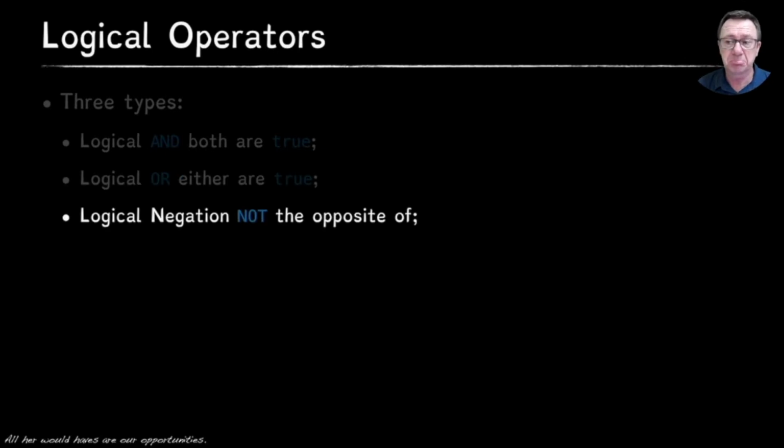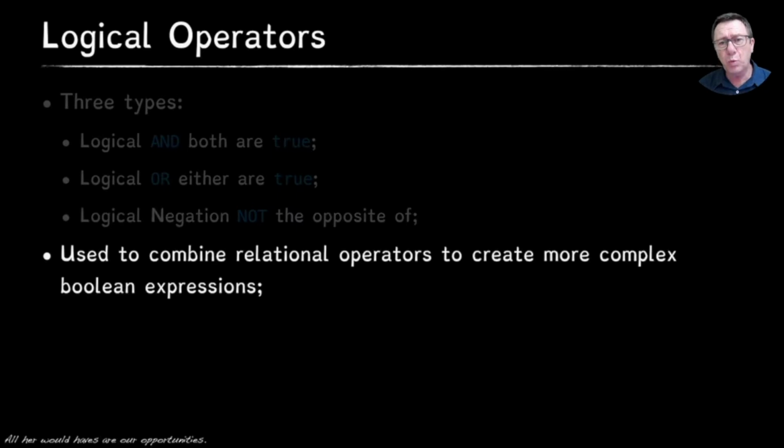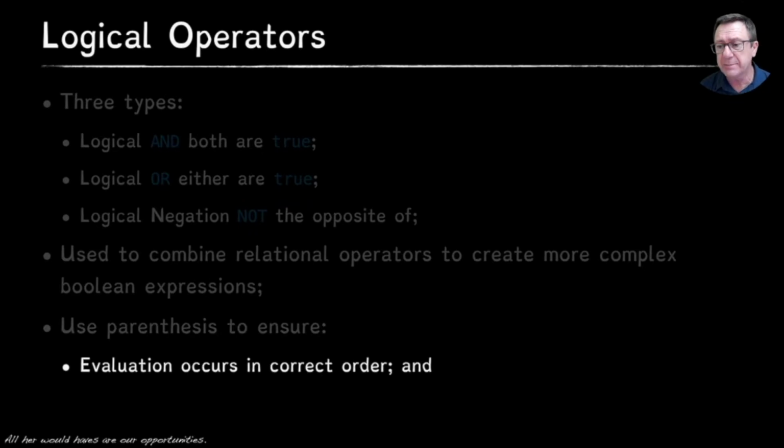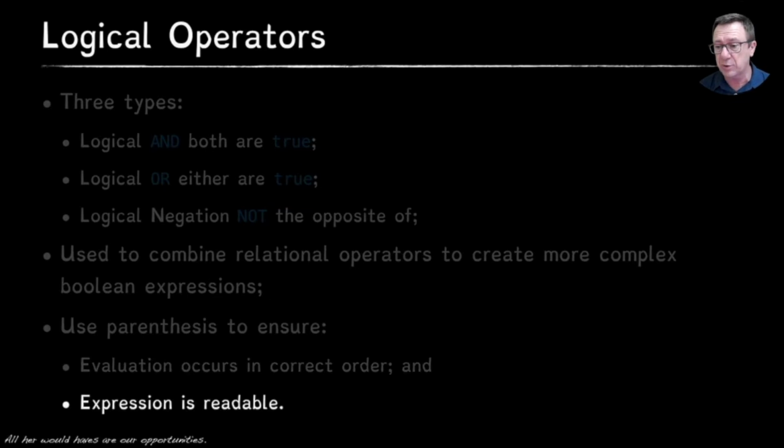Negation, not. Okay, the opposite of. Pretty straightforward, I would think. So we can start to use these relational operators and the logical operators to start to make some pretty complex Boolean expressions. Now, make sure you're using parentheses, okay, because you want to make sure things get evaluated in the correct order. Otherwise, you could run into some problems.